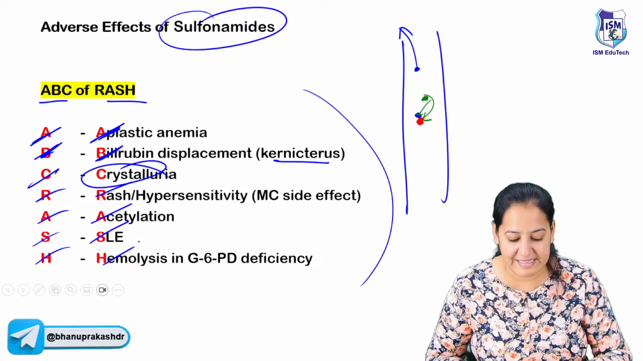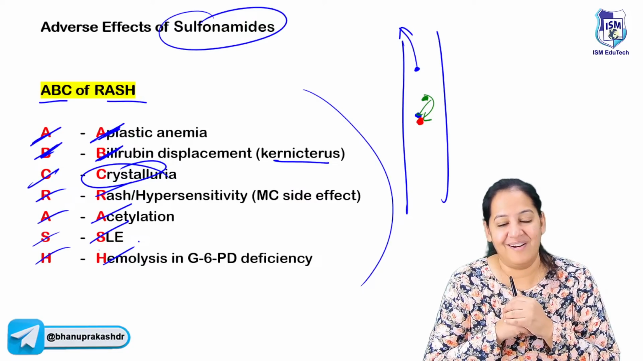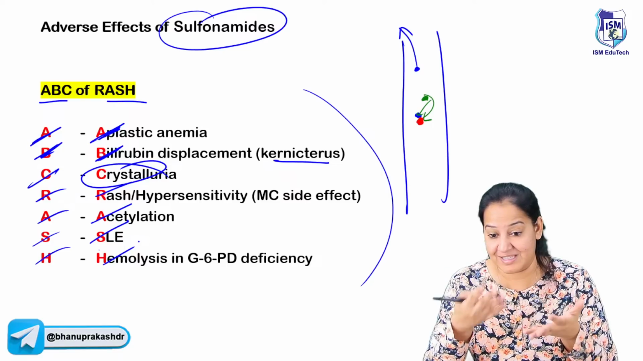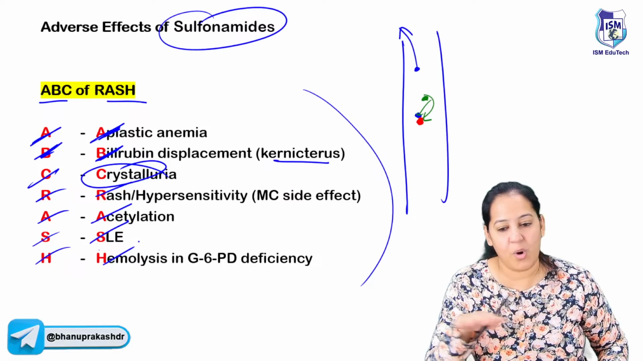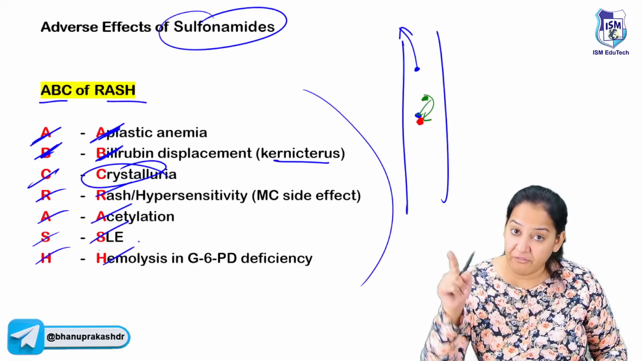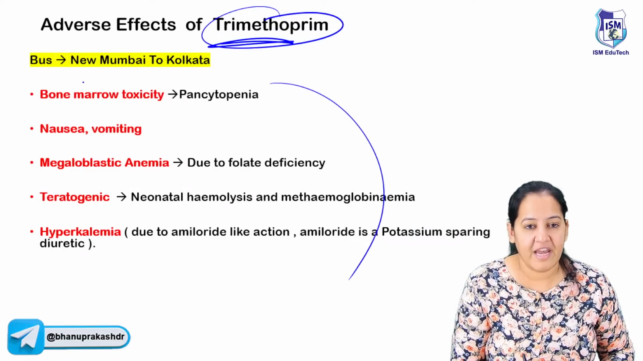I know mnemonics are difficult and I'm just bombarding you. But we can learn pharma with the help of mnemonics only, especially the uses and side effects. The mechanism of action I am explaining to you, but for uses and side effects there is no other way to learn. This is the best way you can learn. This is the adverse effect of sulfonamide. Now tell me the adverse effects of trimethoprim. Again, I have a mnemonic.